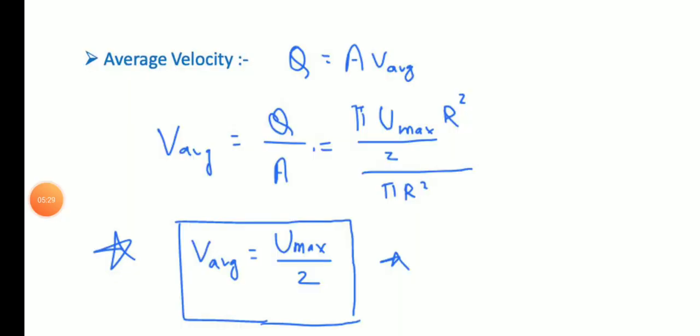Now suppose we want to obtain the average velocity. Average velocity is equal to discharge upon area. Already we have obtained discharge. Now dividing by the area of cross section, we get the relation that average velocity is half of the maximum velocity.